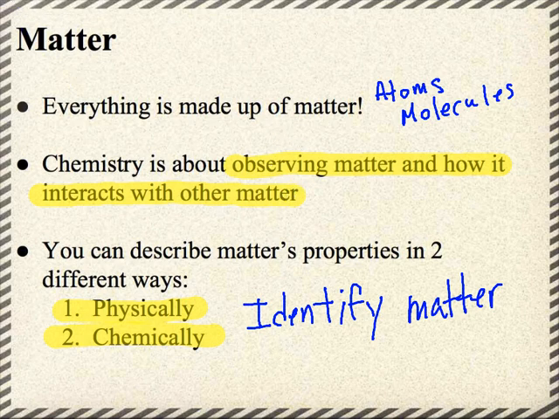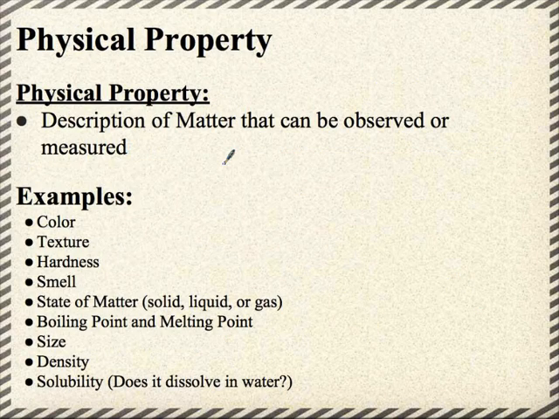All right, so moving forward, physical properties. All right, so when we can identify an object, the way we describe matter physically is we describe matter that can be observed or measured. All right, and examples of these things is what color is it? How does it feel? What kind of texture is it? Is it bumpy? Hardness, is it soft? Is it flexible? All right, what does it smell like?